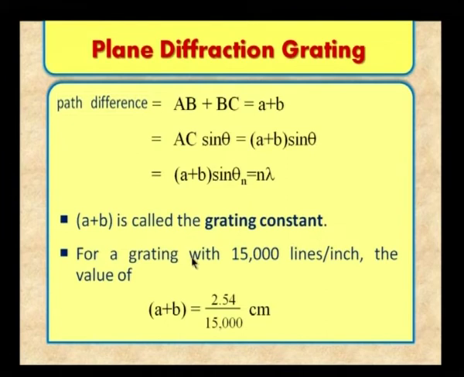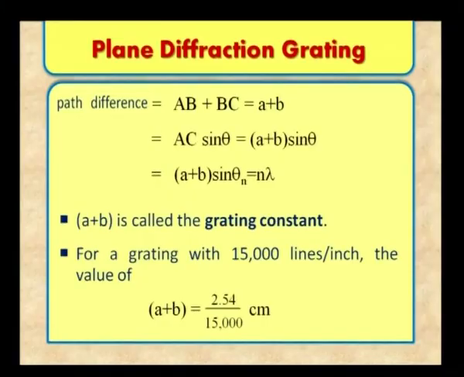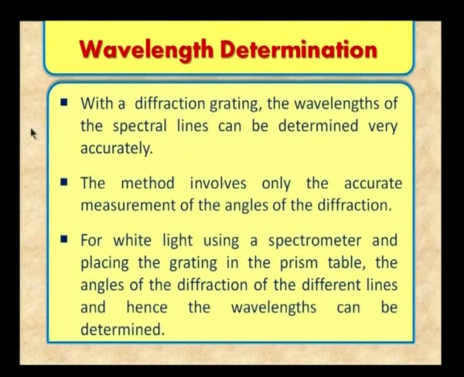For a grating with 15,000 lines per inch, the value of A plus B will be 2.54 by 15,000 centimeter. What is 15,000? 15,000 spacings will be there, or 15,000 opaque regions will be there in a grating. Such fine rulings and spacings, right. So with a diffraction grating, the wavelengths of spectral lines can be determined very accurately. The method involves accurate measurements of the angle of diffraction.